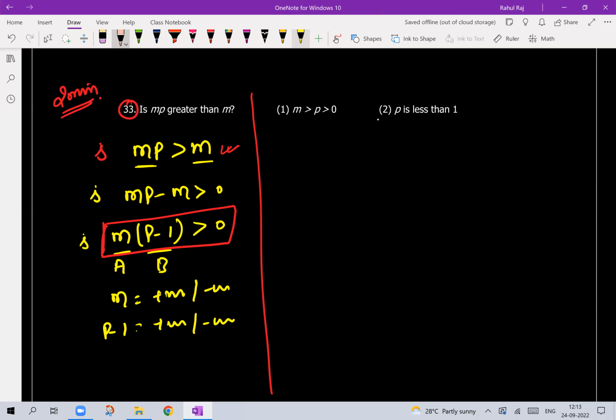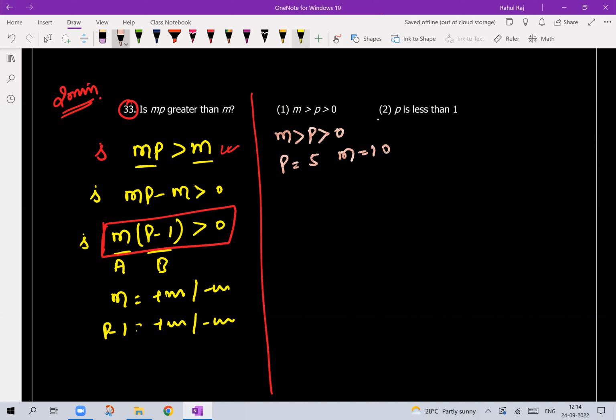Option number 1 says M is greater than P is greater than 0. Imagine I take P equal to 5, M equal to 10. It's an is-type question. My job is to create a yes or no situation. In any is-type question, I get into the statement after understanding the question to see: can I create a yes and no situation or not? If I can create it, this is not sufficient. If I can't create it, this is sufficient.